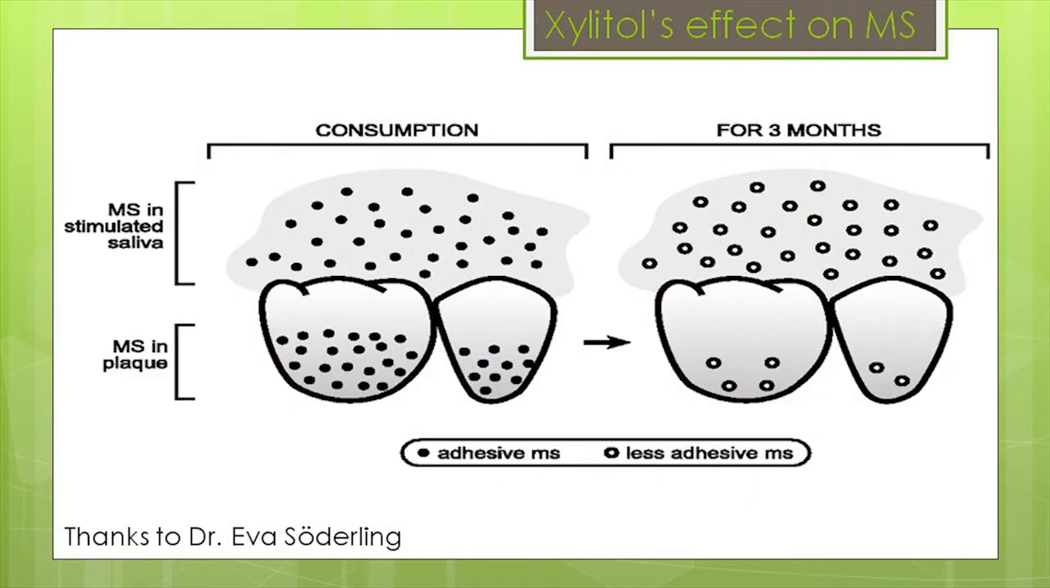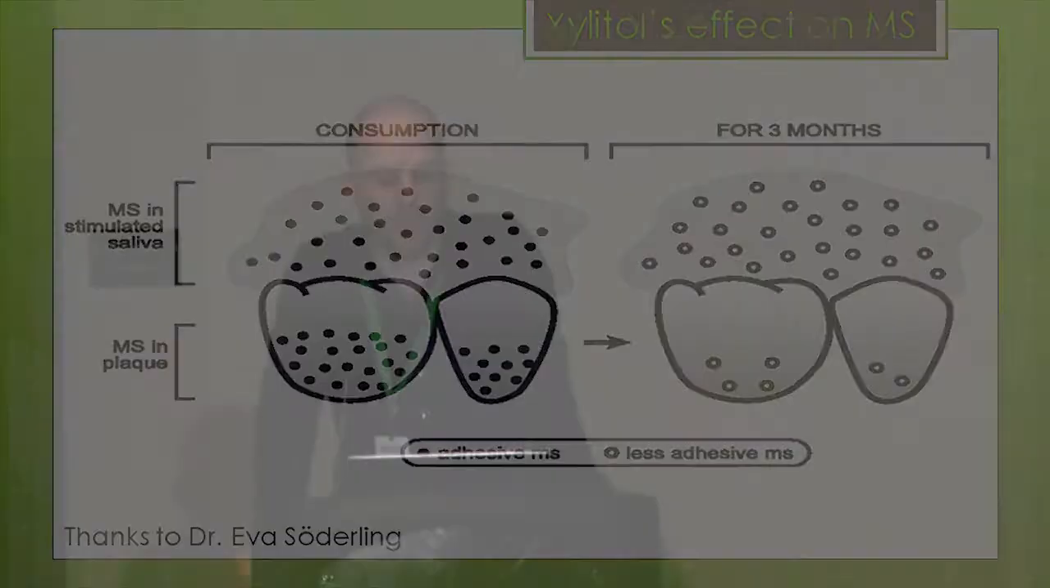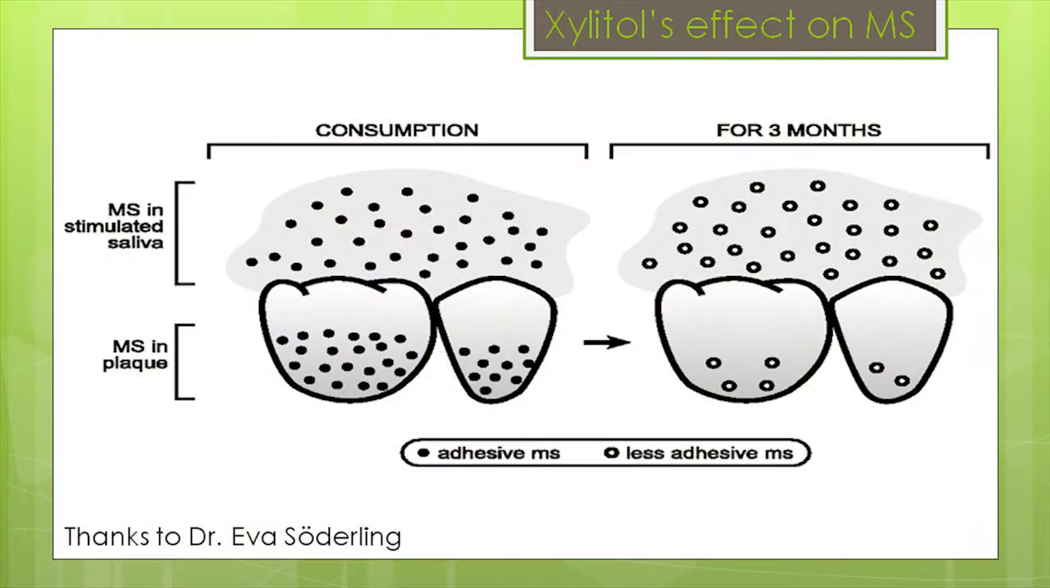And this is courtesy of Eva Soderling from Turku. It's about how xylitol is affecting mutans streptococci. So we've got this bad bacteria, mutans streptococci, and xylitol, you're probably getting the idea of this anyway. It's selecting bacteria that are less sticky, and therefore it's causing less dental decay.